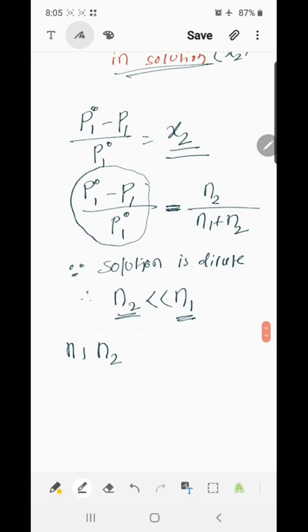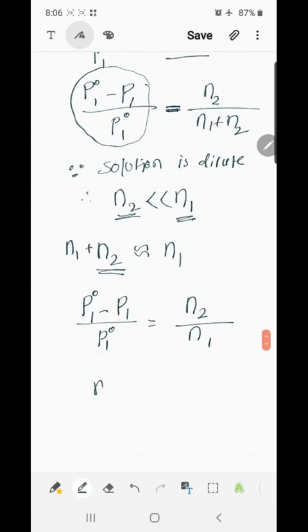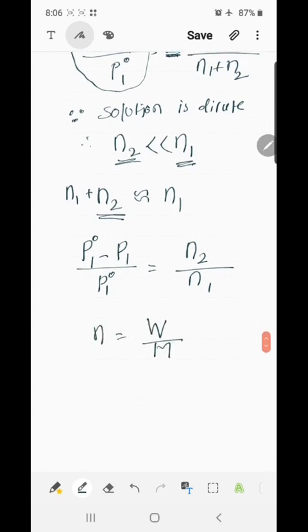Therefore N1 plus N2 can be taken as approximately equal to N1. Here we have neglected N2. So if you substitute in the above equation, (P01 minus P1) upon P01 is equal to N2 upon N1. But class, number of moles is mass upon molar mass. So number of moles of solvent will be mass of solvent upon molar mass of solvent.